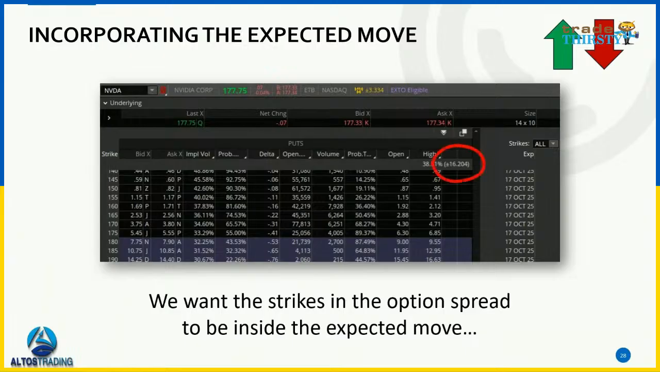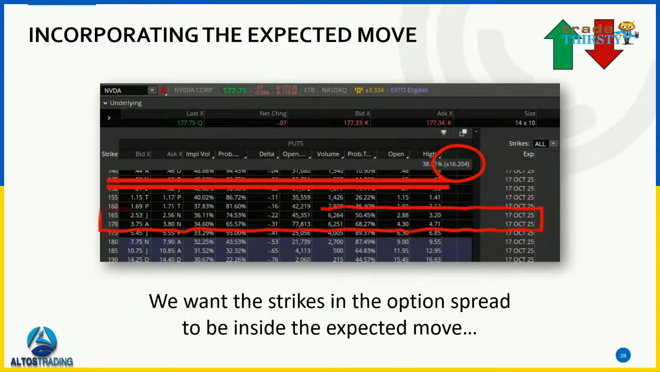So the first step is always know what your expected move is. In this case, that's just over 16 points. So the option market's expecting NVIDIA to go up or down by roughly 16 points. Would we want to go out and buy a 150, 145, 5-point wide put vertical? Absolutely not. It's way outside the expected move. We'd have a very low probability of profit.